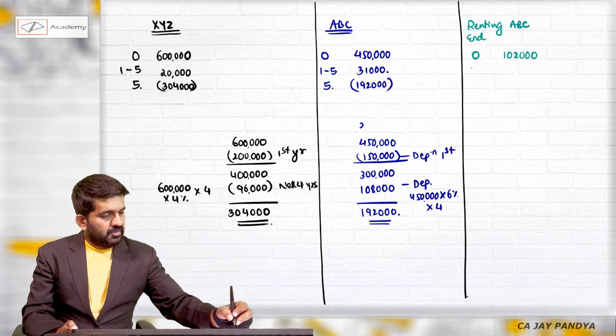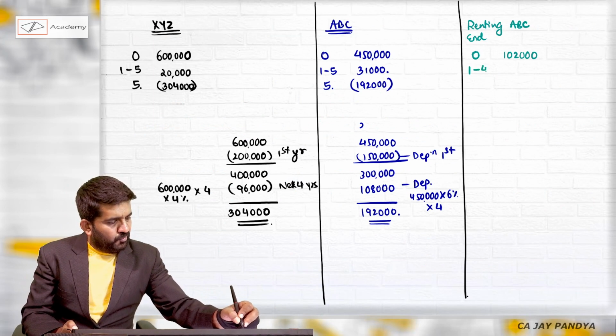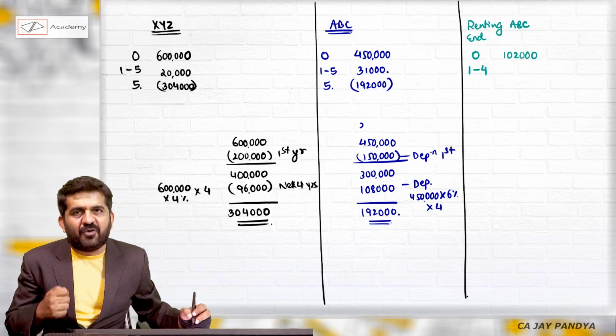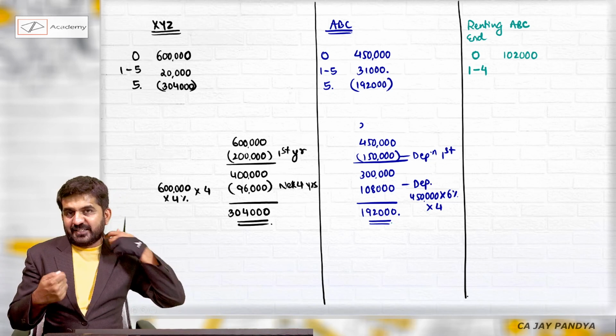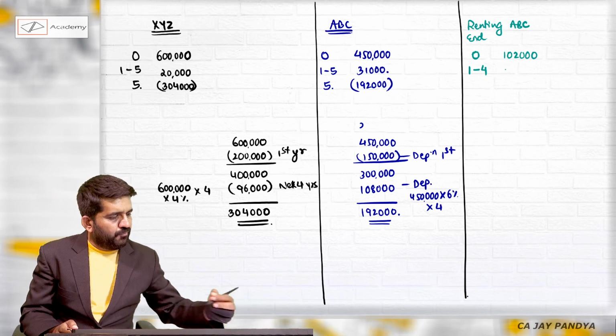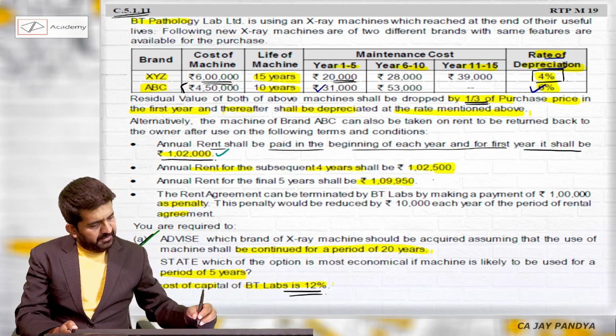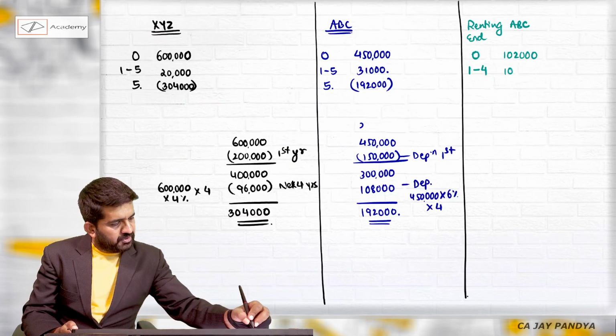From 1 to 4 years only, because the end of the fourth year is the beginning of the fifth year. I will not have to pay the sixth year rent. From 1 to 4 years, I will be paying rent of 1,02,500.